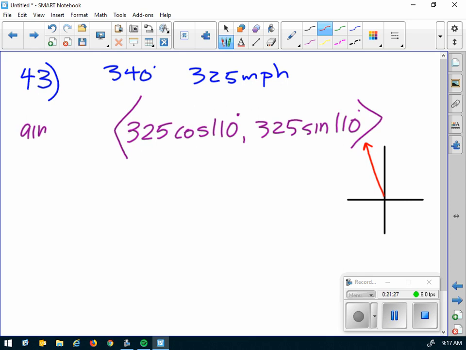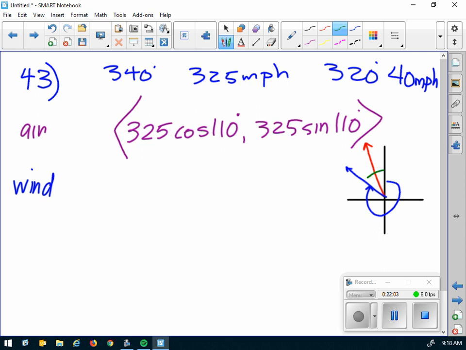Air. That is the vector for the plane with no wind pushing on it. So let's just call it that. There's the plane. Now, we need a vector for the wind. What's it say about the wind? It says the wind is blowing with a bearing of 320 at 40 miles an hour. A bearing of 320. What's that angle? This piece is 40, so this piece is 130.